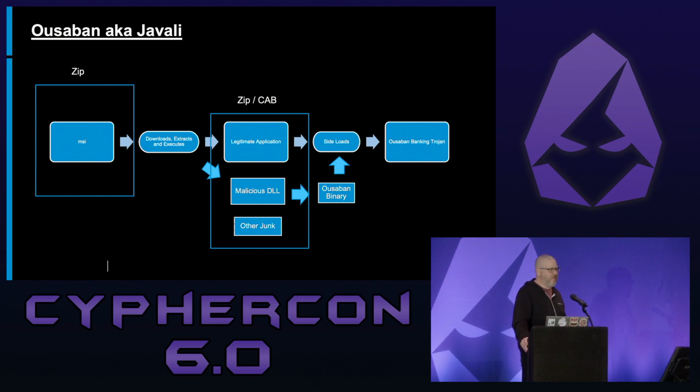So, I don't know about you, but I had never heard of this before I started looking at it. But it has a really interesting delivery path. In this first campaign, it started off with a zipped MSI file, and that downloaded a cab file. Sometimes it's another zip file that has a legitimate application, a malicious DLL, sometimes some other junk. And then that malicious DLL will sideload and download the actual malicious executable binary and sideload that into the legitimate application. And lo and behold, you have this Usaban banking Trojan.